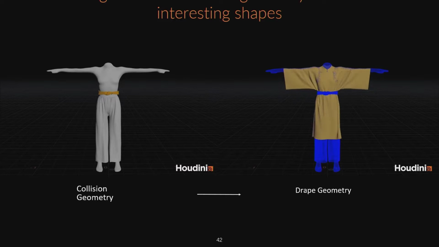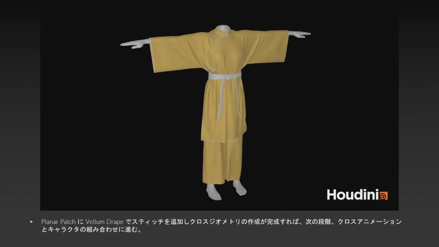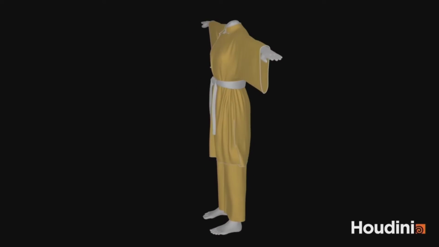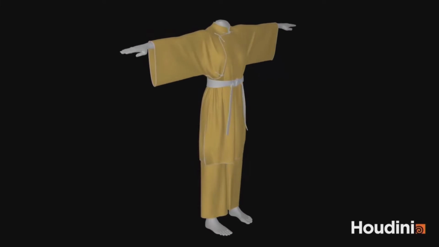So for more interesting clothing shapes, we can also use animated objects to act as a collider for the cloth object. Great, so now that we've created our clothing geometry using planar patches and stitching using Vellum Drape, we can move on to our next step, which will be animating our clothes with our character.